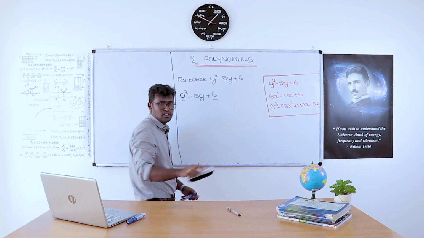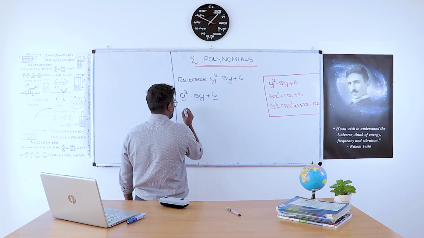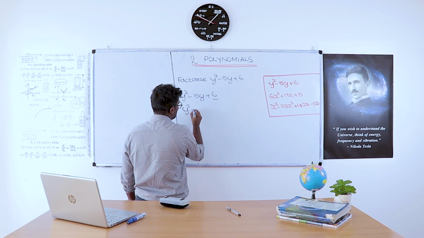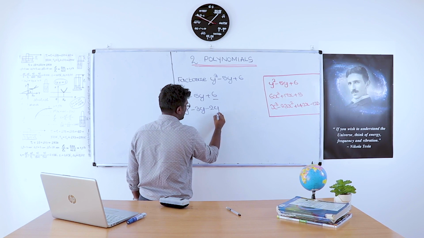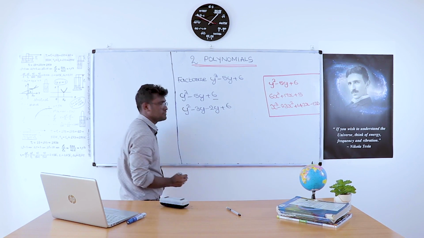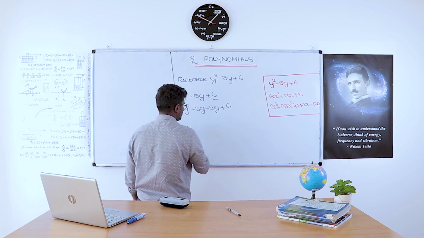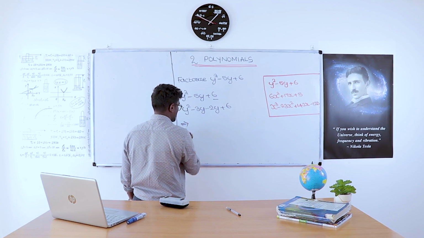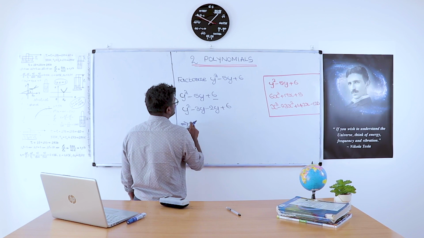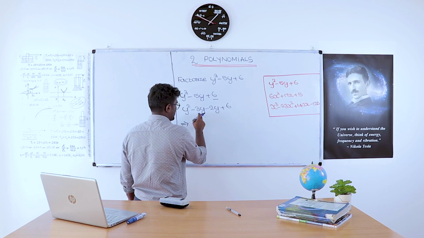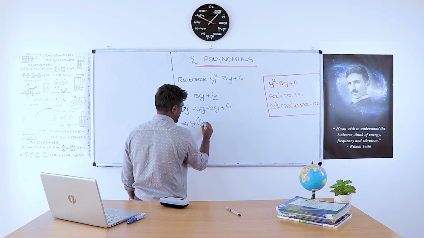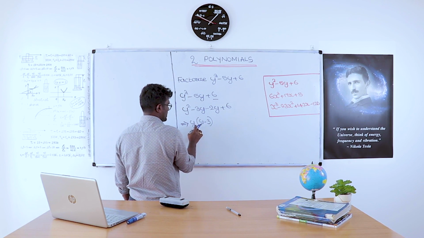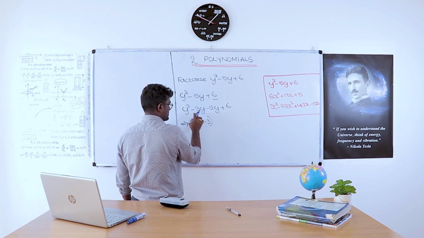So we have to use the middle term splitting. y square minus 3y minus 2y plus 6. Correct? So you have to change the equation to this form. Then y square minus 3y, we can take y as the common factor. y into y minus 3 means y into y square, y into minus 3 is minus 3y.